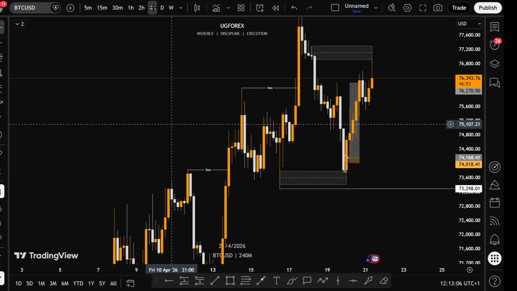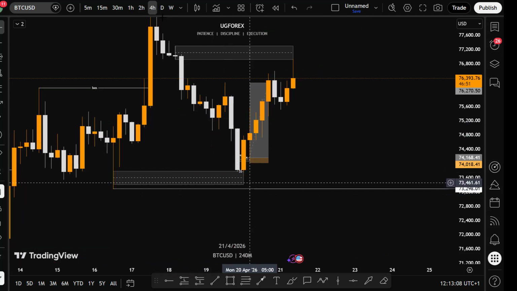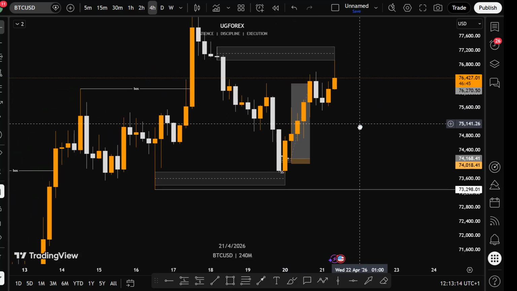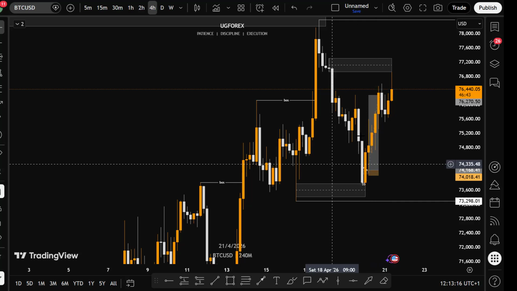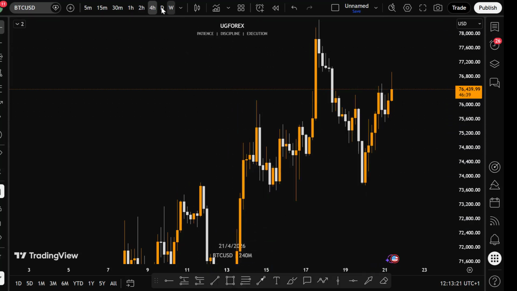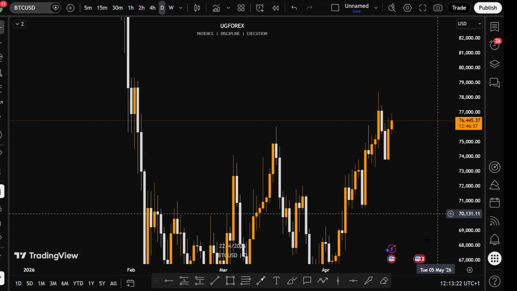Let's see how many 4-hour candles. So basically 1, 2, 3, 4, 5, about that. All right, and the TP was smashed. So let me show you how this trade played out. This is exactly what I just explained, but I'm just going to clear the chart and start this process from my daily chart. So on the daily chart, what can I see?